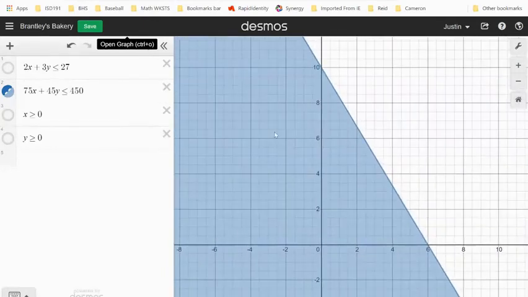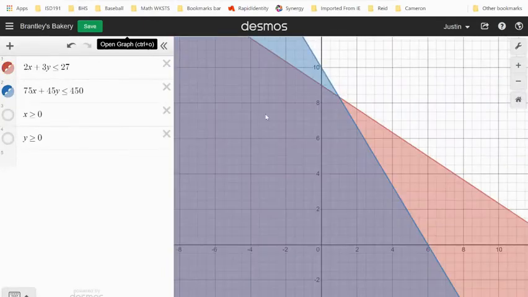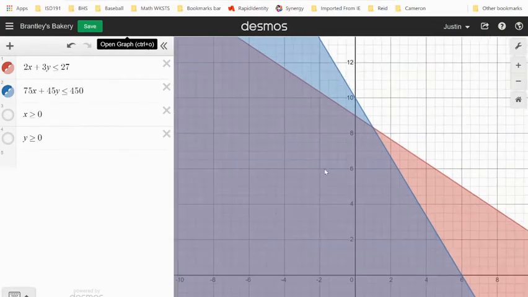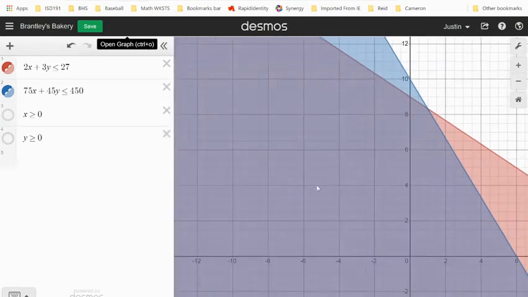If I overlap those, I want to look at where those two shaded areas, or the solution sets, overlap. What do they have in common? Well, it's this area that's shaded in red and in blue. So not up here, this is only shaded in blue. This is only shaded in red.